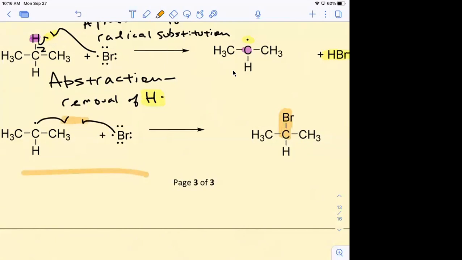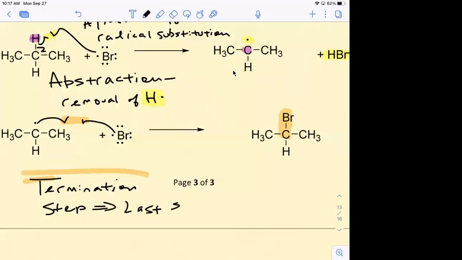That means each one of those atoms is sharing an electron with the other, and so we're making a single bond between them. This is an example of what we call a termination step, and this is usually the last step of a radical substitution.